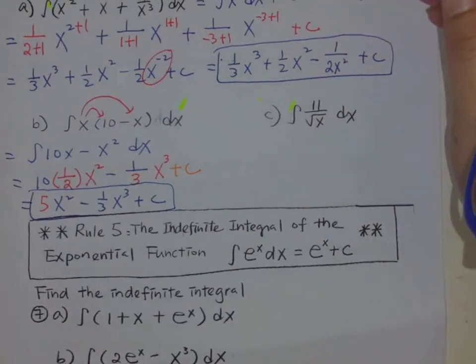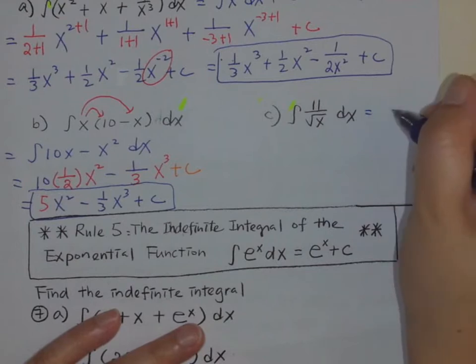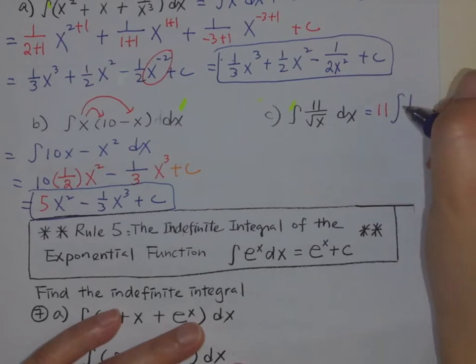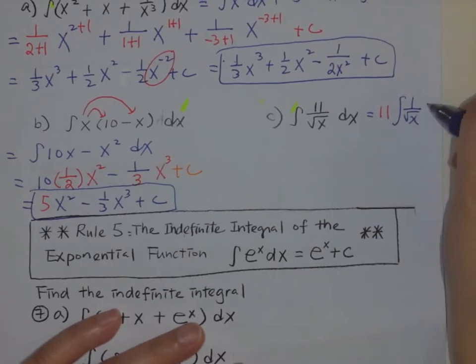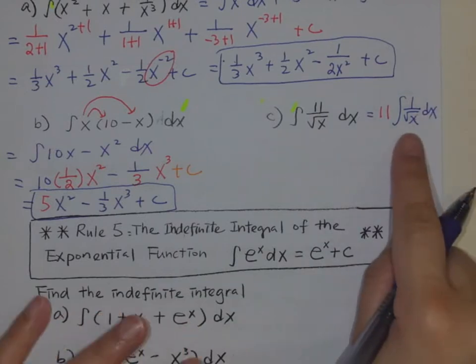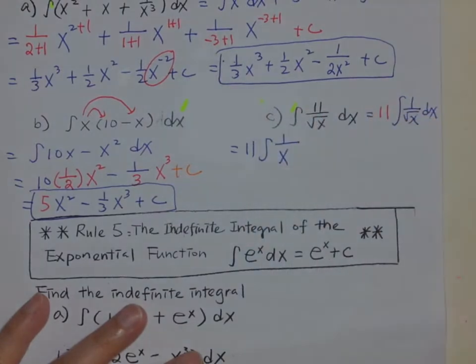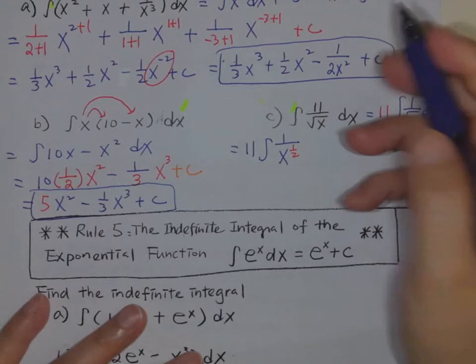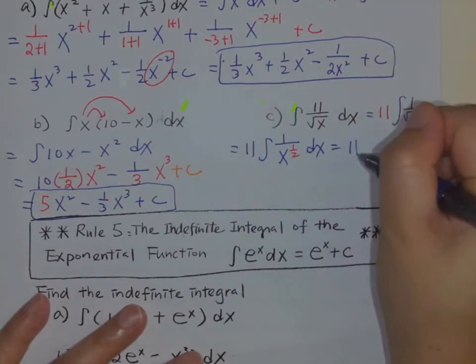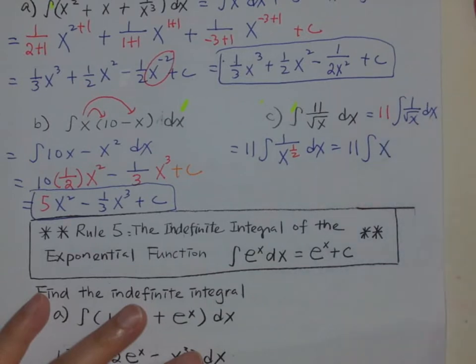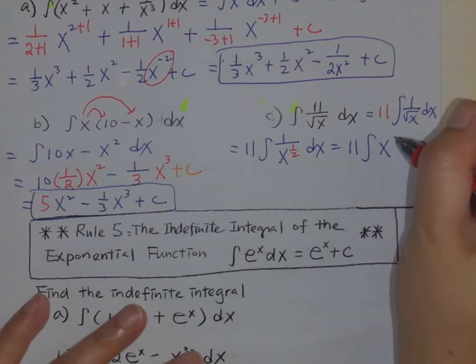And the next one, so essentially I can rewrite that as what? I can pull my 11 out, right? That's my constant. And then take the integral of 1 over square root of x dx. So what is square root of x? We have 11 integral 1 over x. Square root can be written as an exponent of 1/2. And then you have 11 integral x. If your exponent is in the denominator, it means this is a negative exponent, right? And then you do a dx.